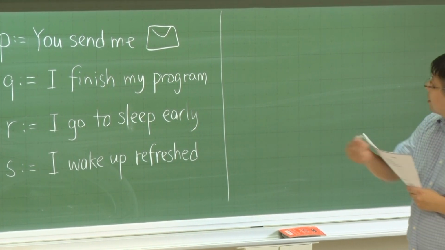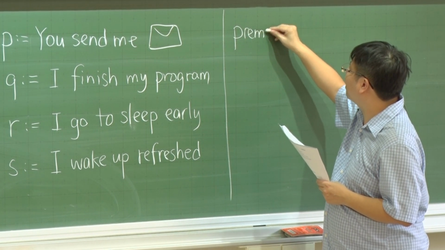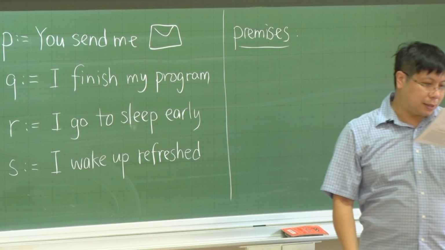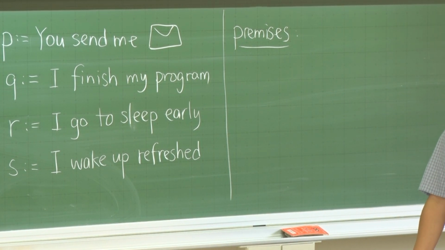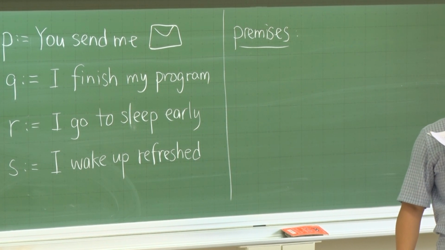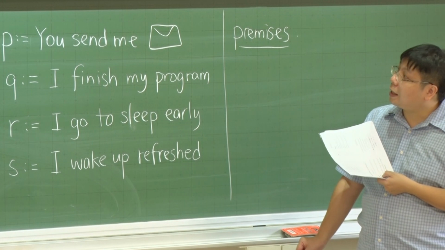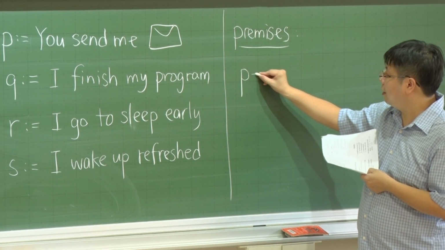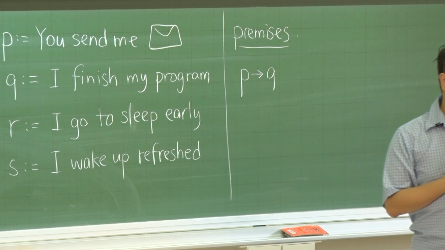So I'm going to describe the premises in English. So what are the premises that we have? The first one is, if you send me an email, then I finish my program. So this will be very simple, right? If you send me an email, I will finish my program. So this is P implies Q.